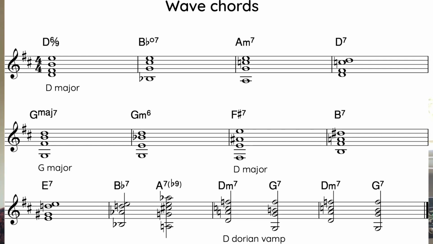We're in the key of D, which is not a very usual jazz key, but in Brazilian tunes we're often in more guitar-friendly keys because the guitar is really important in that music. And you'll see that we start off in D major and we end up in D minor. So that's a sort of D Dorian vamp.